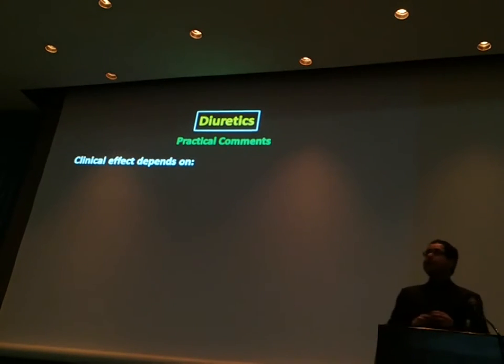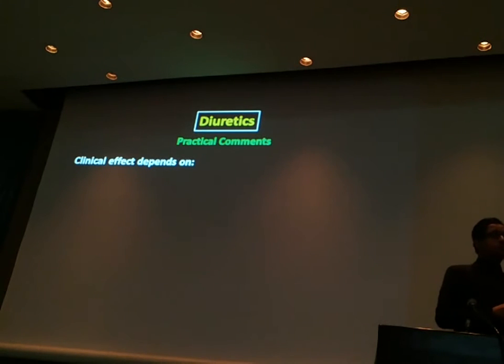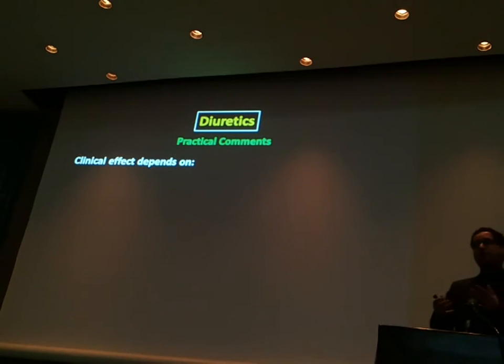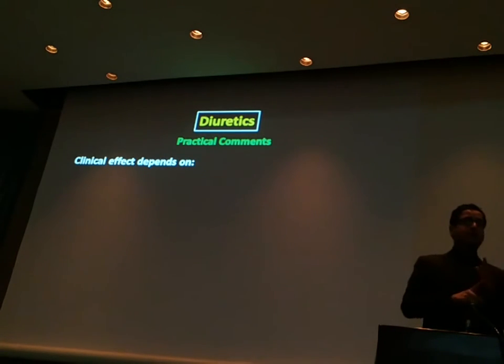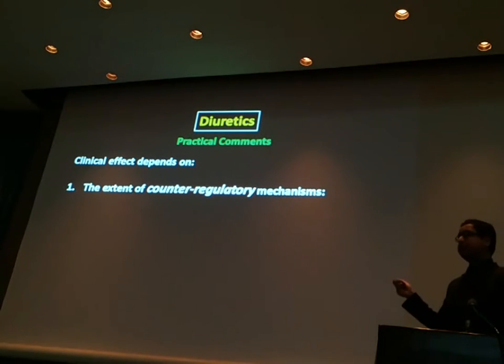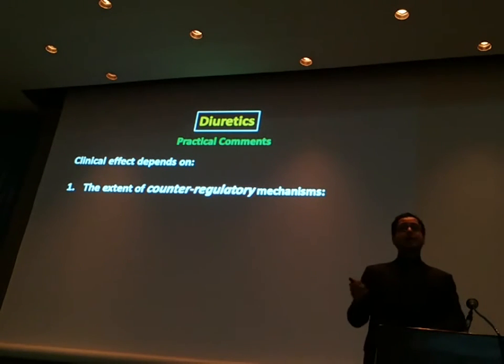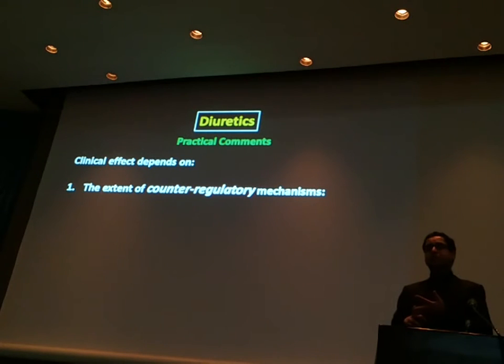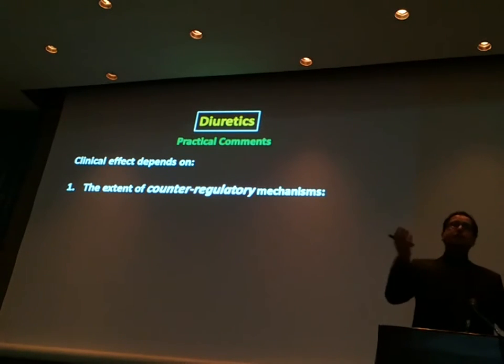Now, the clinical effect of diuretics depends on two major factors. This is a new concept, so focus please. The first one, and this is something you should expect, is the extent of the counter-regulatory mechanisms in the body. Now, we said that the basic effect of diuretics is to reduce the CVP, the cardiac output, and the blood volume. But will that happen without any response from the body?